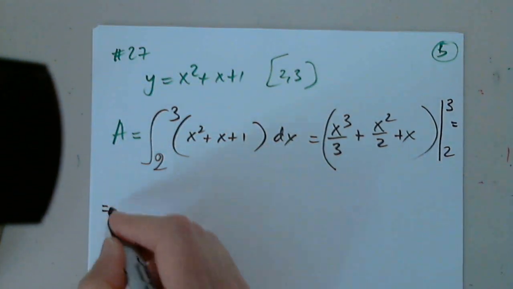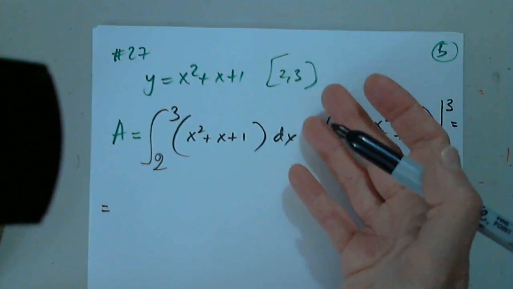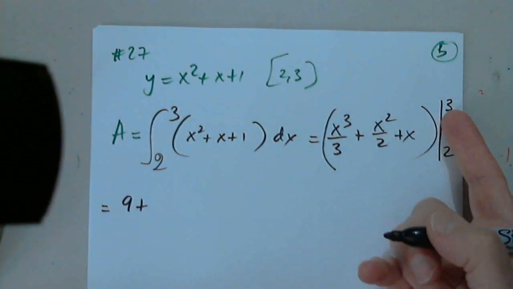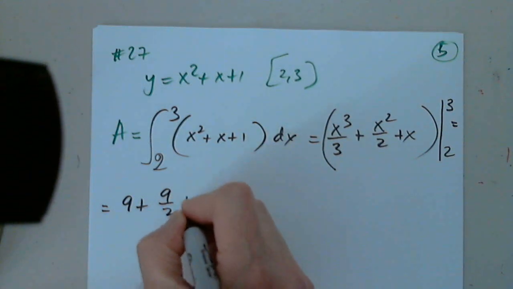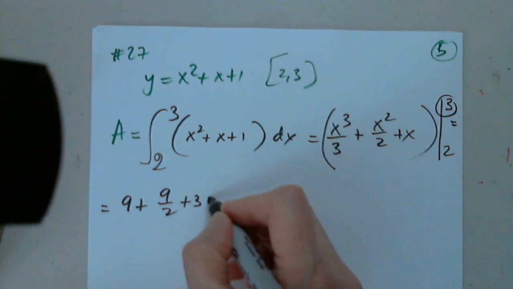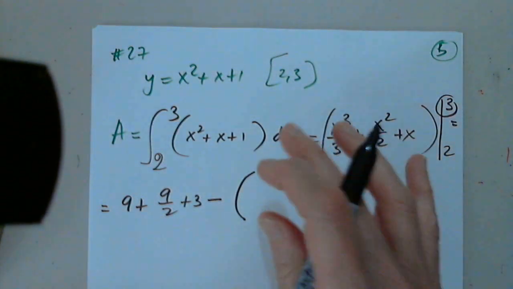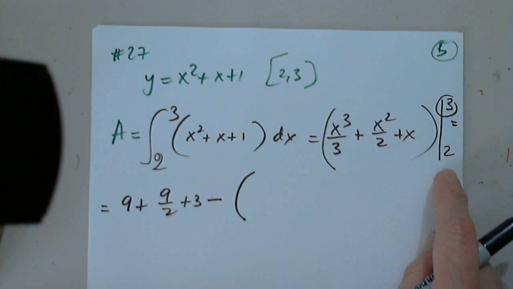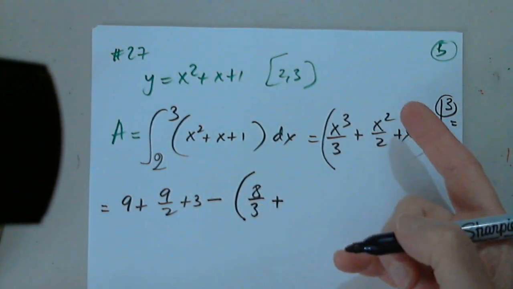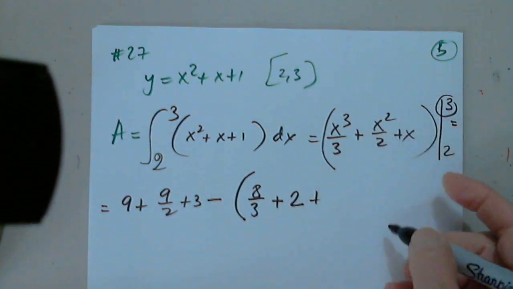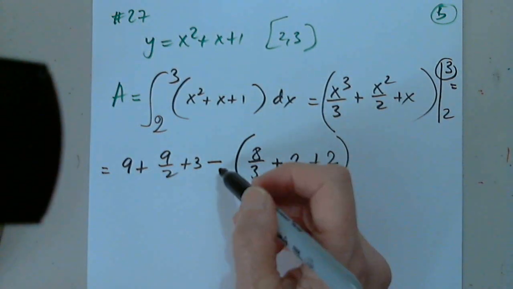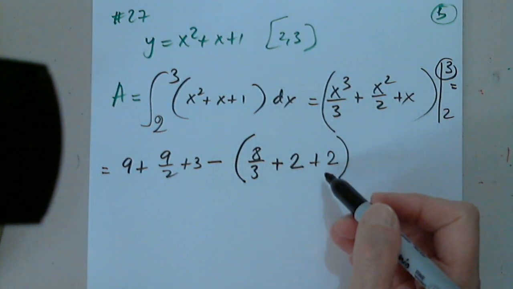And remember what we need to do now. I plug in 3 in all of them. 3 cubed is 27 divided by 3 is 9, plus 9 divided by 2, plus 3. I plugged in 3 in all terms. Now minus, please use parentheses because you may forget to distribute to all terms. When I plug in 2, I get 8 over 3, plus 4 over 2, and then plus 2. This is the safe way, so that then I distribute.